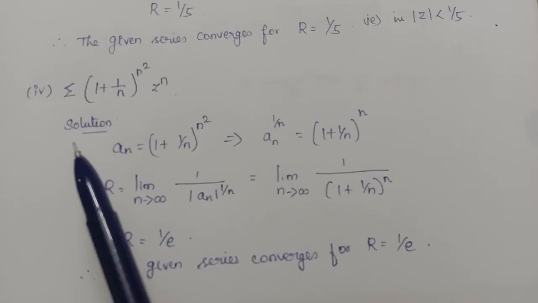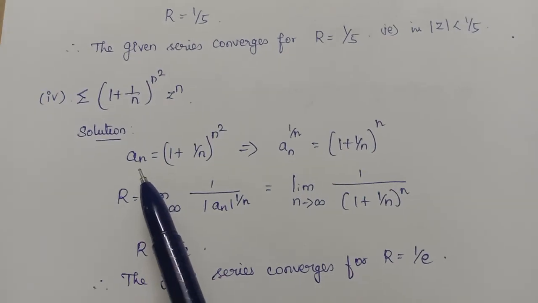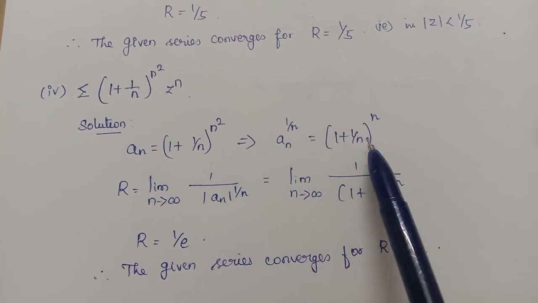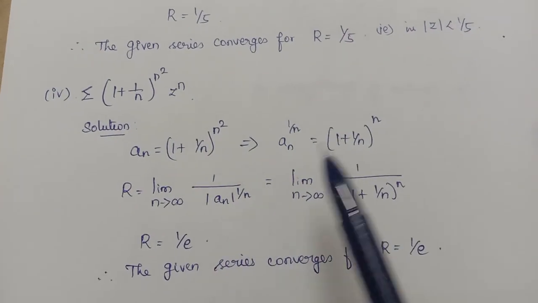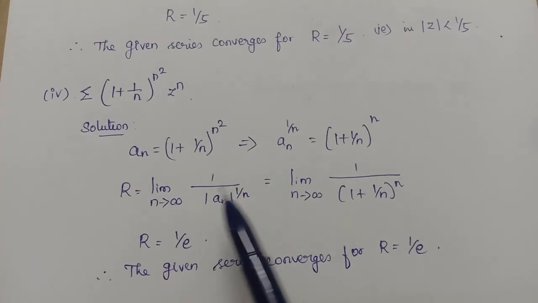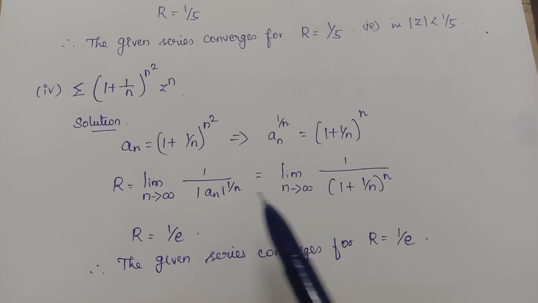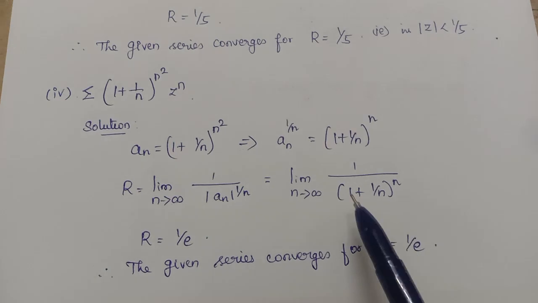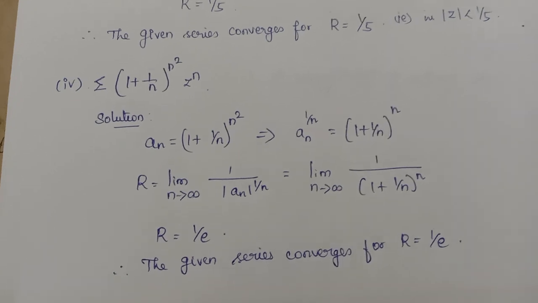Okay. Then next problem, summation (1 plus 1 by n) the whole power n square z power n. So here an is (1 plus 1 by n) the whole power n square. An power 1 by n is (1 plus 1 by n) the whole power n. Okay, since power is n square, I am making use of this formula. So r equal to limit n tends to infinity 1 by modulus an power 1 by n. Since only n terms are there, no need to take the modulus. Simply write it as (1 plus 1 by n) the whole power n. But what is the limit of this value? e. Right? So r equal to 1 by e. Therefore, the given series is convergent when modulus z is less than 1 by e.